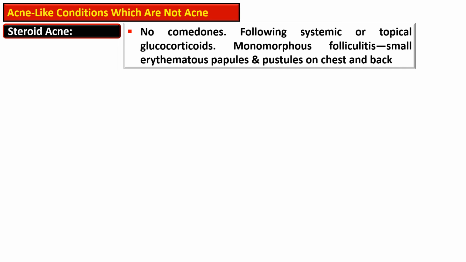There are some acne-like conditions which are not acne. They are not characterized by the presence of comedones. Steroid acne develops following systemic or topical glucocorticoids. There is monomorphous folliculitis, and that results in small erythematous papules or pustules on the chest and back.